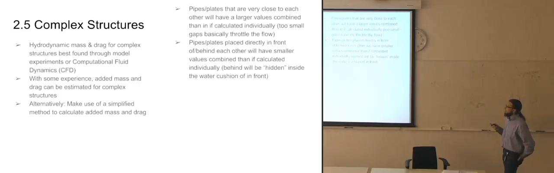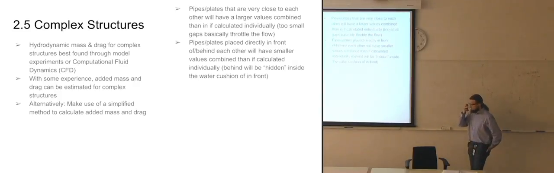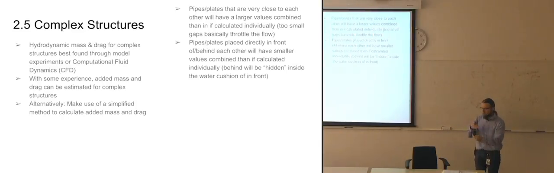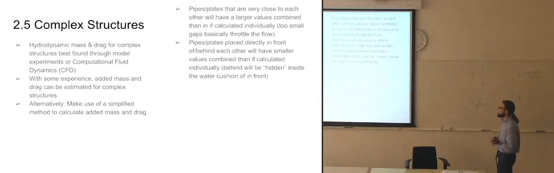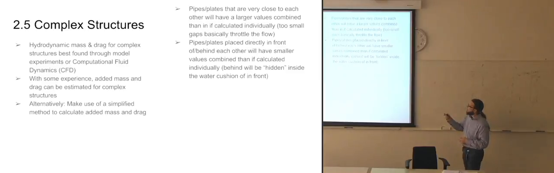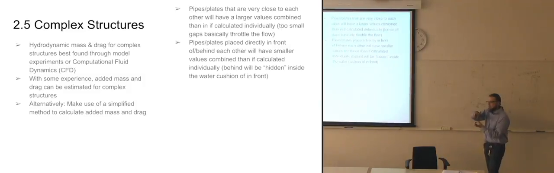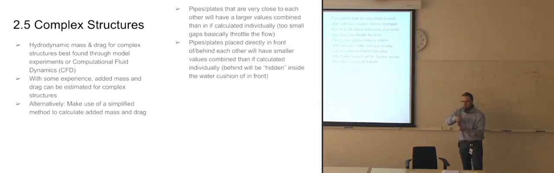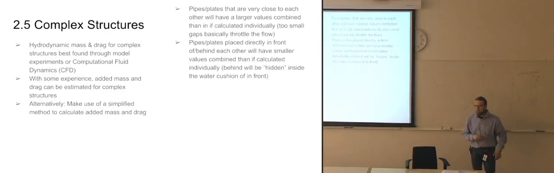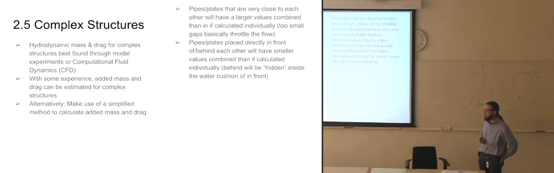And if they are placed directly in front of each other, or behind, so that one is directly in front or behind, then you will have lower values, because one of them will basically be in the shadow of the other, so that it won't be as affected by the flow and the drag forces as the first one is. And of course, the one that is behind will most likely be inside the added mass of the one that's in front, so that you sort of get an even larger benefit from it.